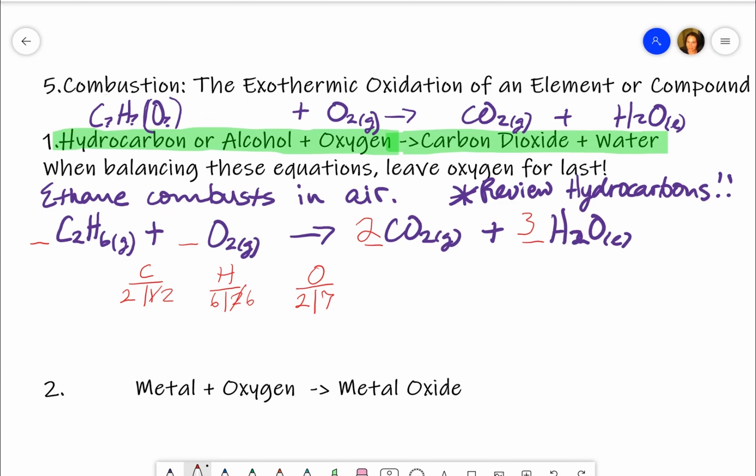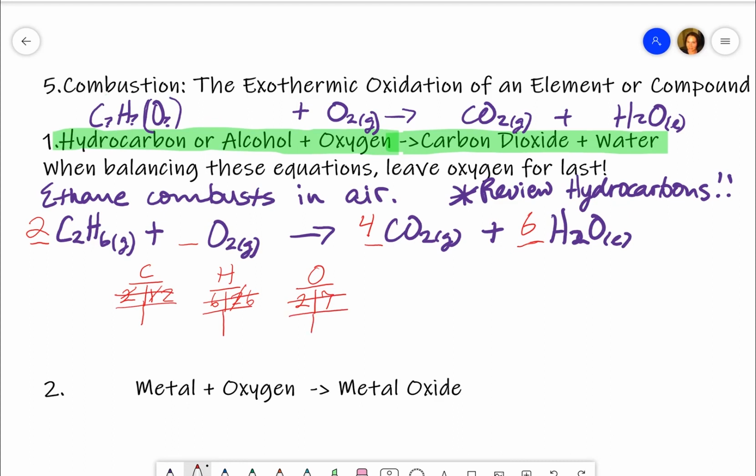So if my oxygens end up with an even number on the left and an odd number on the right, there is no way to fix that. So what I have to do is go back and double everything I already balanced. So I had 1 ethane, so now I'm going to have 2 ethanes. I had 2 carbon dioxides, so now I need to make that 4 carbon dioxides. I had 3 waters, so now I need to make that 6 waters.